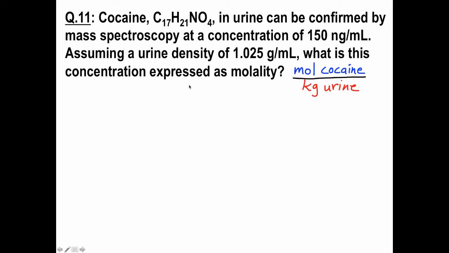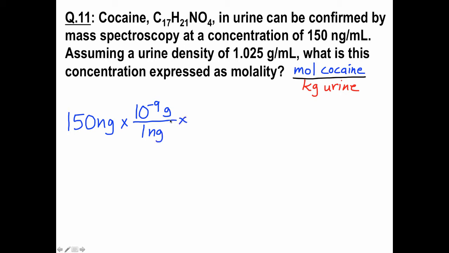And note that we have a 150 nanogram per milliliter solution, so why don't we just assume we have 1 milliliter of solution? It contains 150 nanograms of cocaine, and we want to turn that into moles of cocaine, so we can convert nanograms into grams by noting that a nanogram is 10 to the minus 9 grams.